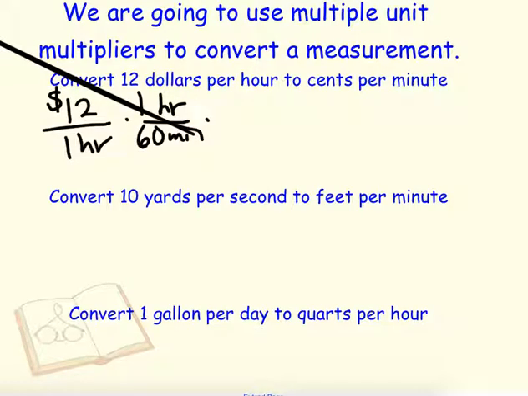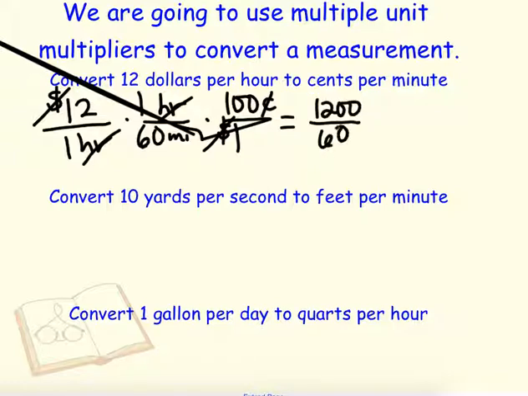And we also have, well, that $1 is the same as 100 cents. So my dollars go away, my hours go away, and I end up seeing that I need to do 12 times 100, so 1200 divided by 60, which means that I have 20 cents per minute.